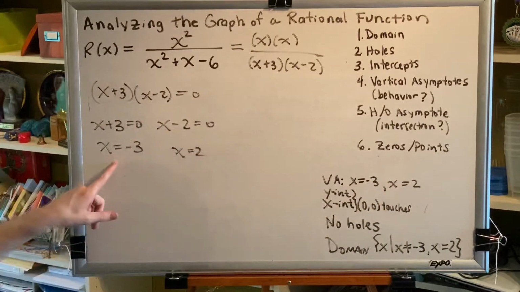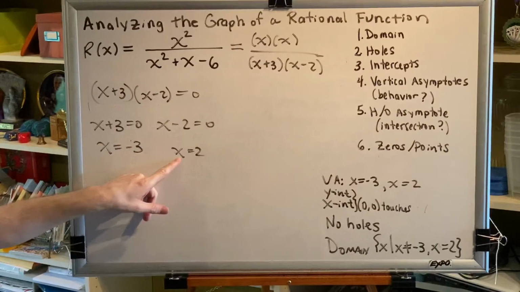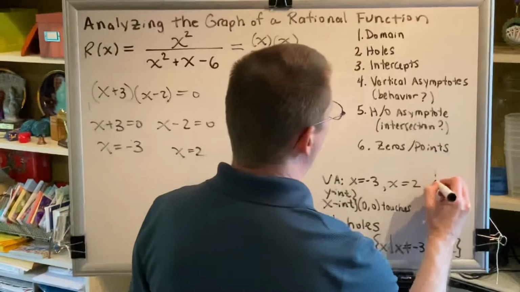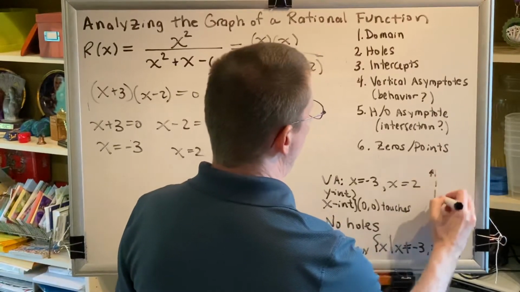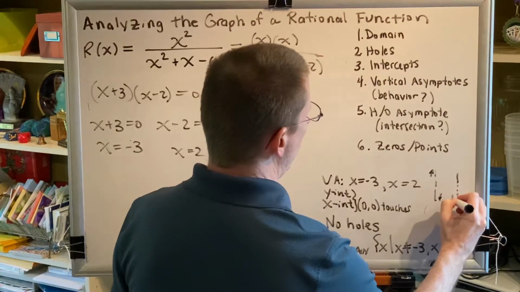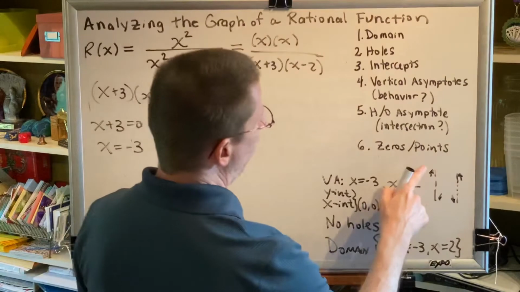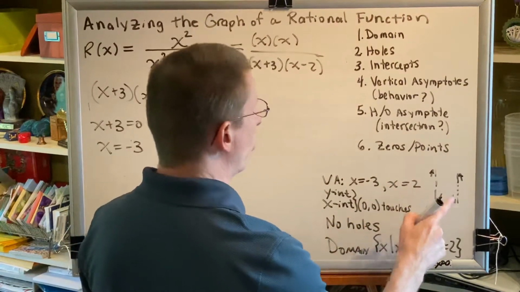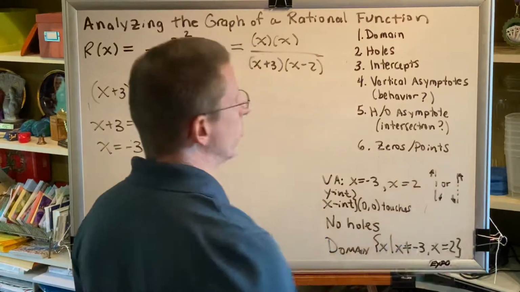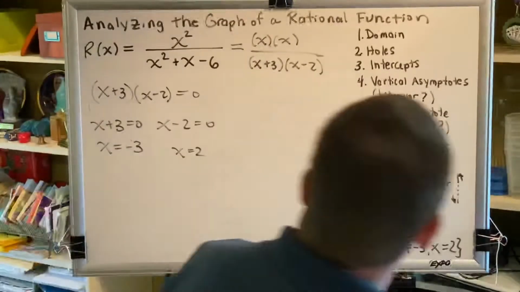How many factors produced a -3 result? Just one. How many factors produced a +2 result? Just one. Those are both odd. So what that means is that both of our vertical asymptotes will have the curve approaching them in opposite directions. It will either be up on the left, down on the right, or down on the left, up on the right. We'll have to decide which one it is when we get more information at a future point.